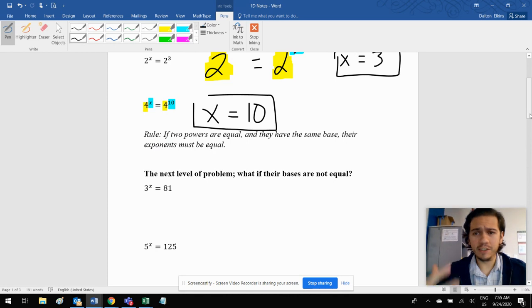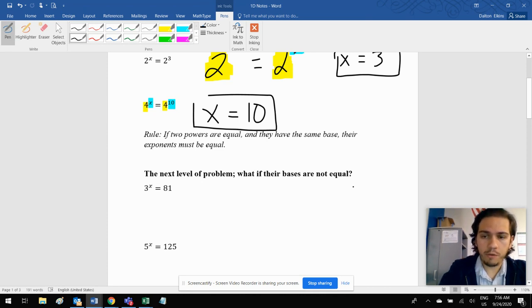Okay, so that's like the level 1 problem. That's pretty much just bases are the same, okay, exponents are the same. The next level, like the level 2 of it, what if their bases are not equal? So here I have 3 to the power x equals 81. So this isn't 3 anymore. Normally I would expect this to be 3 to the power x equals 3 to some power. But maybe I could rewrite 81 as 3 to some power.